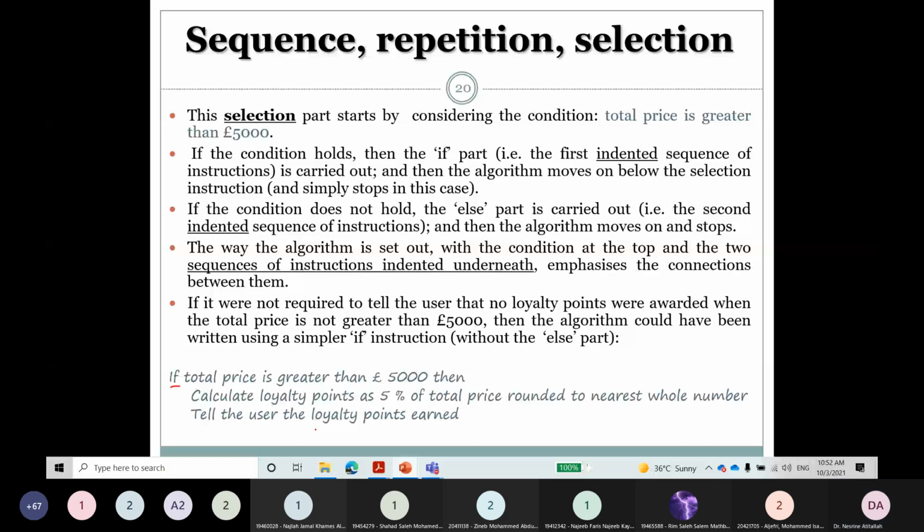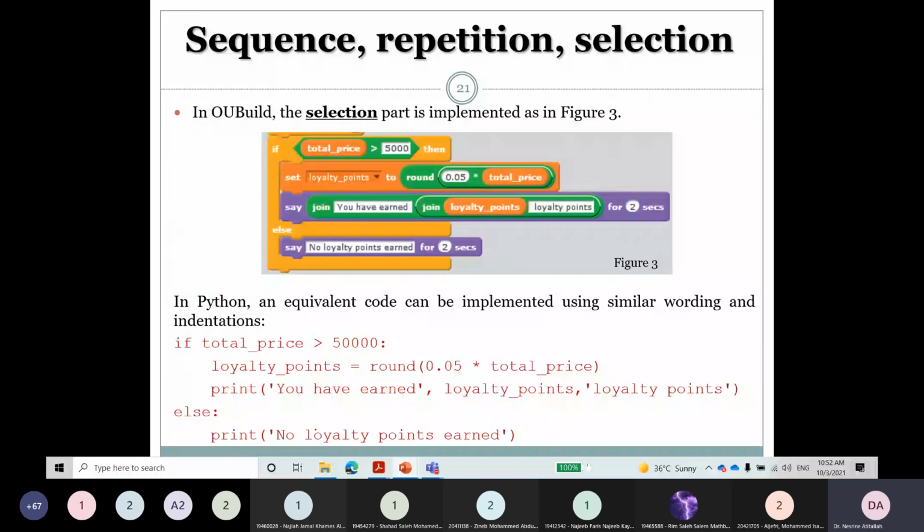So in pseudocode, this selection can be implemented using the if clauses. If the total price is greater than 5,000, then set the loyalty points to round 0.05 multiplied by the total price, which is 5% of the total price, and say you have earned loyalty points. Else, no loyalty points are applied. In Python, an equivalent code can be implemented using similar wording and indentation.